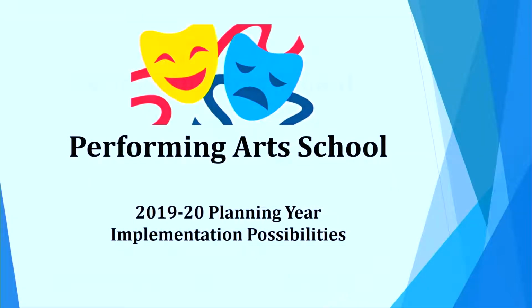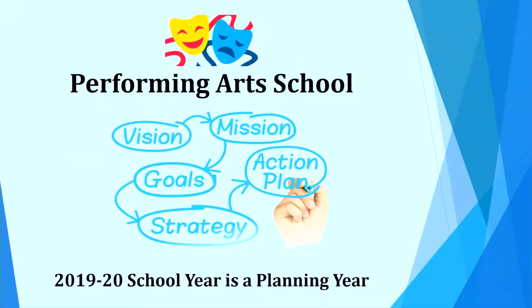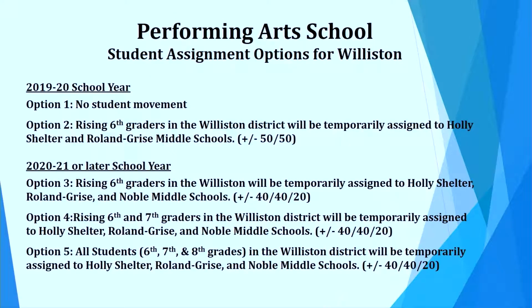All right. So moving forward with the performing arts, I think we talked about it. We all agree that there needs to be a planning process, and the 1920 school year would be a planning year. In looking at that planning period, we looked at really 5 options. During that first year, we could move no students, or we could move 6th grade out of Williston and temporarily assign them to Holly Shelter and Roland Grice Middle School. I have plus or minus a 50-50 split, and I'll show you the numbers for each of these. So these are 2 possibilities for that first year.